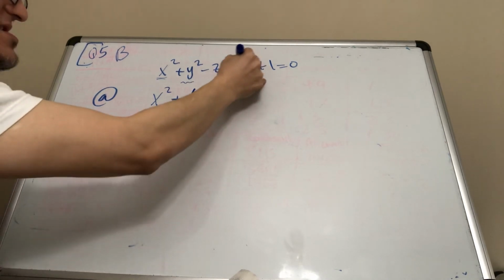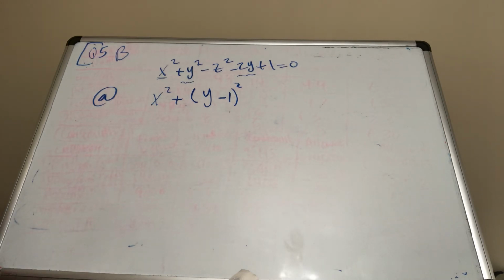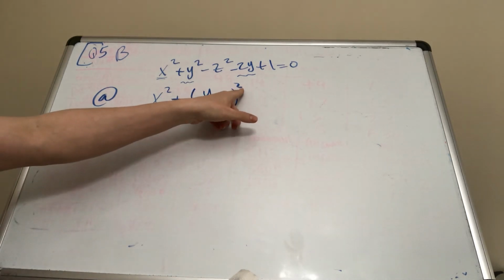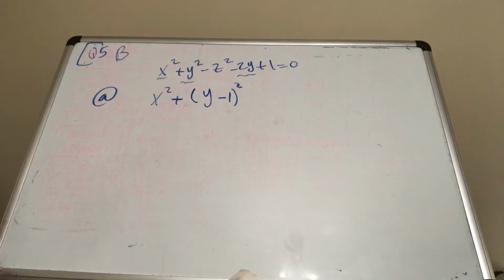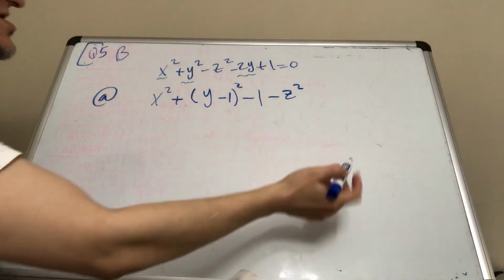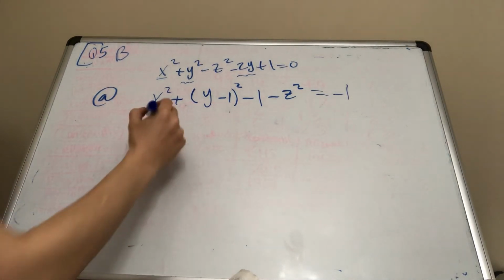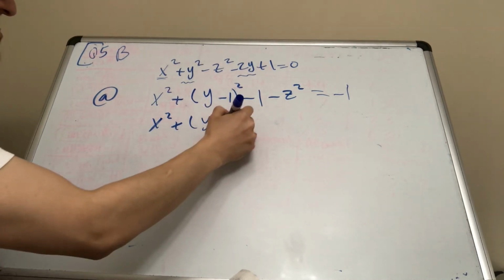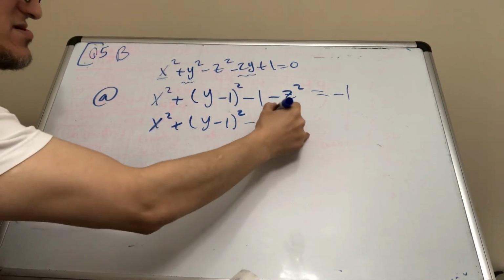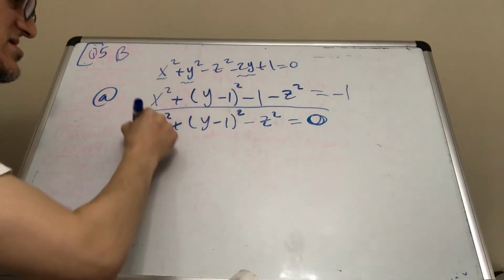You take y and half of this number squared. And then you say, what is negative 1 squared? It's 1, so you take 1 away, because there is no 1. The z squared, that's the only z squared, so you just say z squared. The 1, I'll bring it over, becomes negative 1. So I have x squared, negative 1, negative z squared, and the negative 1, you bring it over, would be negative 1 plus 1, 0. This is what you see.